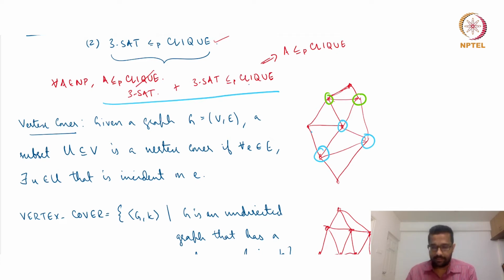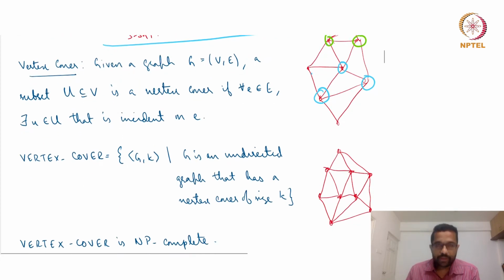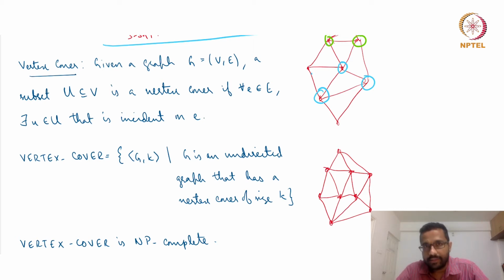So this is a vertex cover, and the language Vertex-Cover is: given a graph G and a number K, is there a vertex cover with K vertices? With vertex cover, we want to see what is the smallest possible size. So let's see another example. This one, for instance.